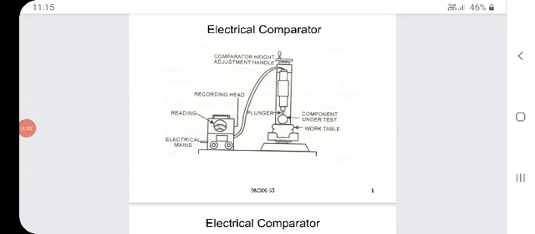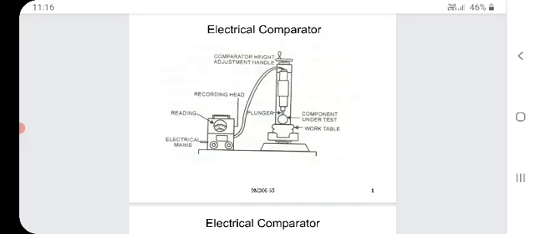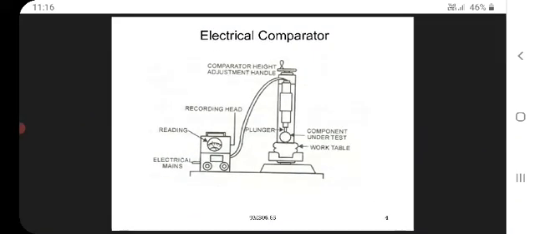Electrical comparator. After completion of the mechanical comparators, we are going to see regarding the electrical comparator. First we will see the main parts.